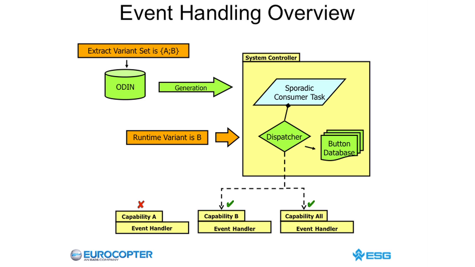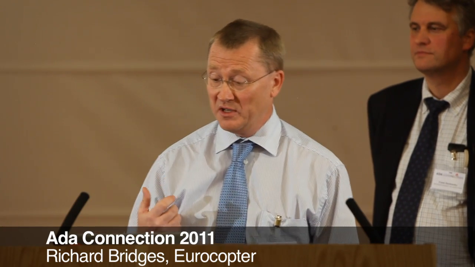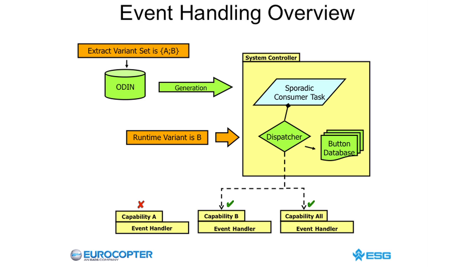Okay, so event handling is very similar. I won't really go through it in any detail. The only difference here is, instead of pre-processing which events can be run or which tasks can be run, we do it on the fly as we need it. So every time an event is read out of the queue, we check to see if it's valid for the current helicopter role and mode, and then we dispatch it. In this case, I show that the runtime variant is B, so the capability A is now deactivated code.